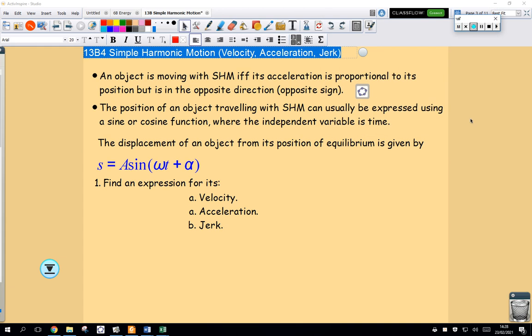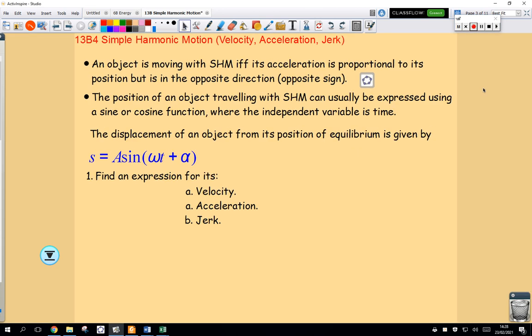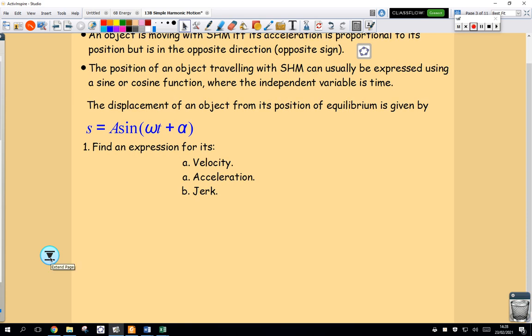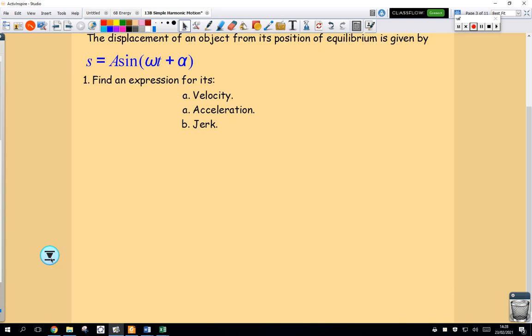Okay, so in this lesson I want to look at finding velocity and acceleration and jerk for an object moving with simple harmonic motion. So we said previously an object moving with simple harmonic motion can be described with a sine or a cosine function. So suppose I'm given that displacement is equal to a sine of omega t plus alpha, where t is the time, the change in time, and a, omega and alpha are all constants in here.